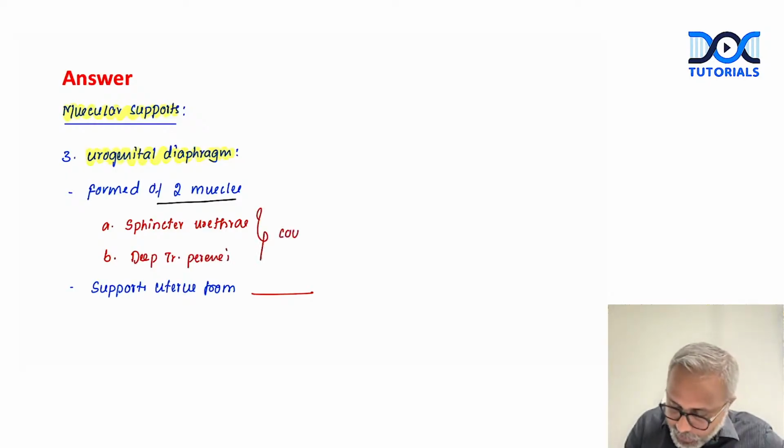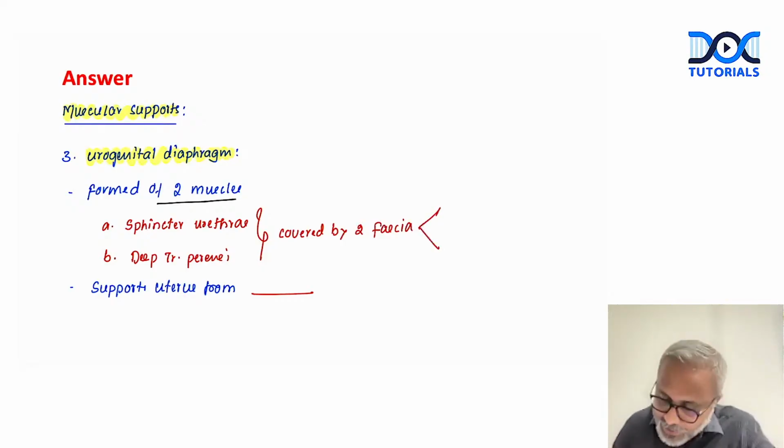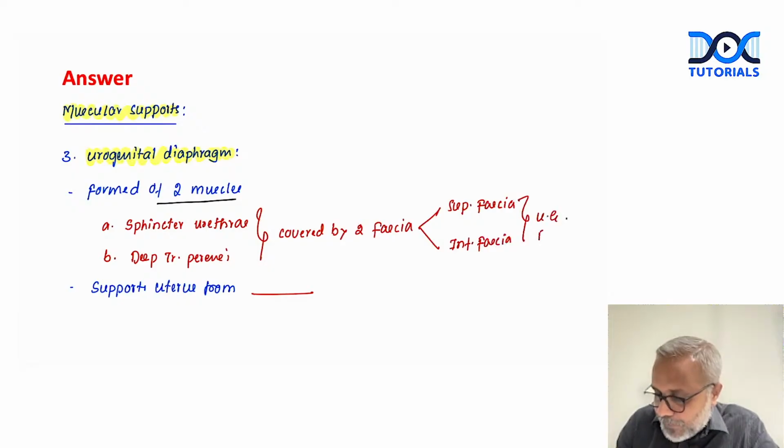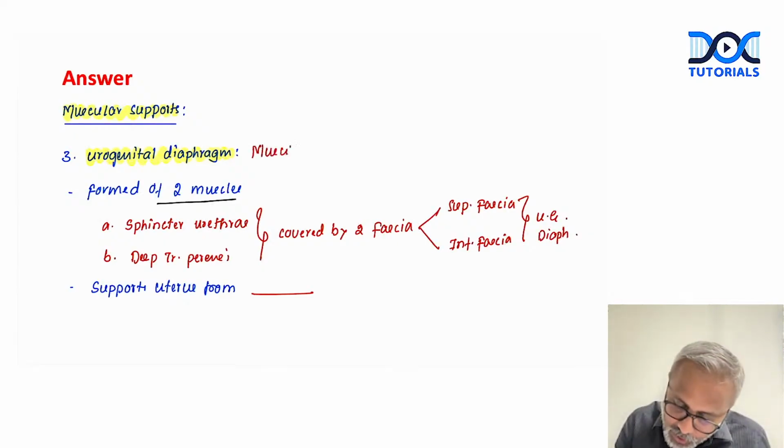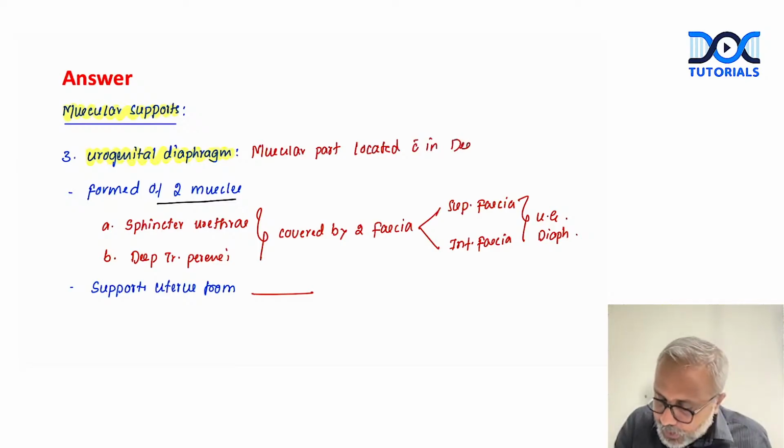These two muscles are covered by two fascia. So what are the fascia? These are the superior fascia and inferior fascia of urogenital diaphragm. This is all that is required. Urogenital diaphragm, you can add, is a muscular partition, right? Muscular partition located within the deep perineal pouch. So this could be the first line.